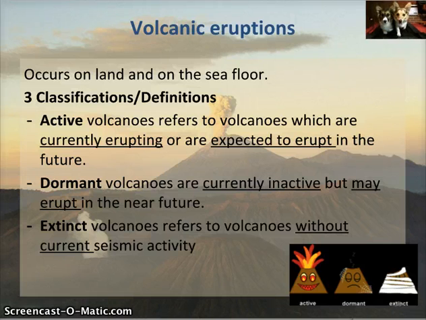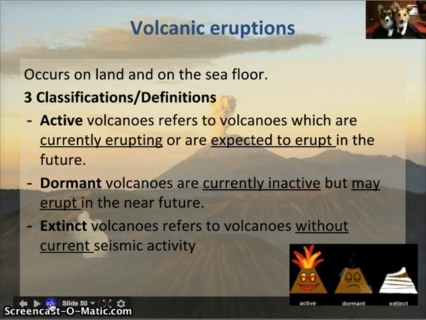So volcanic eruptions are the second phenomenon that we'll be learning about in this lecture. Now, volcanic eruptions can happen both on land and on the seafloor, and we define them in three different ways. We either classify volcanoes as active, which refers to volcanoes that are currently erupting, dormant, so they are currently inactive or sleeping, or extinct, which means that we don't detect any current seismic activity at these volcanoes.